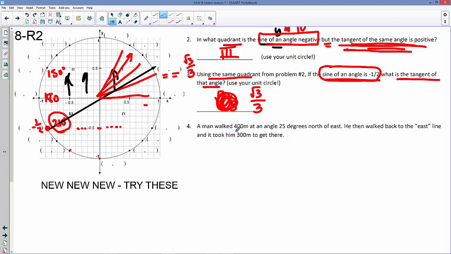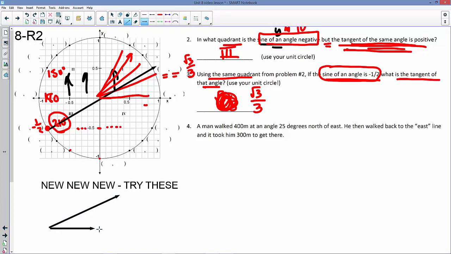Okay, 4. A man walked 400. Oh, this is a word problem, so this is totally separate from the trig, right? From this unit circle trig. Okay. Let's try some new ones. We'll do a slightly different problem here, even though we had these on a different sheet, okay?